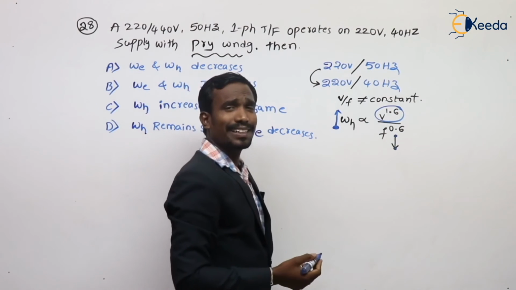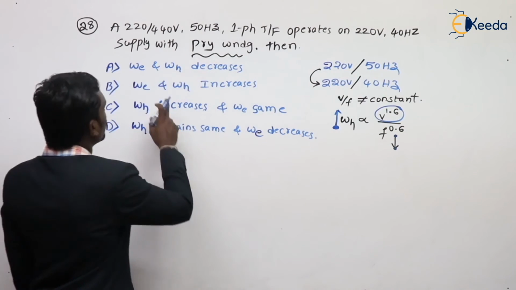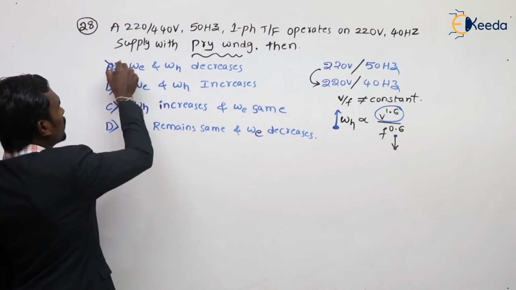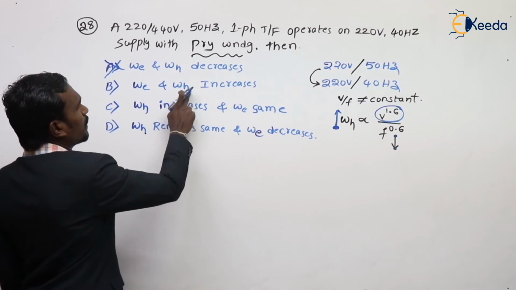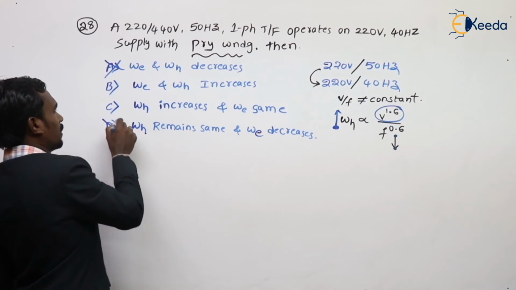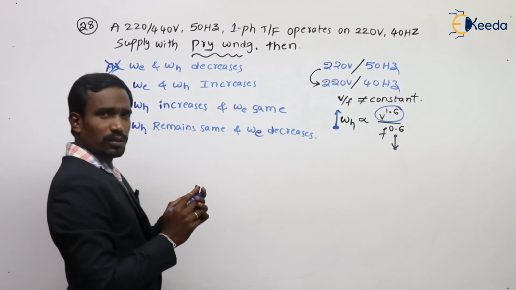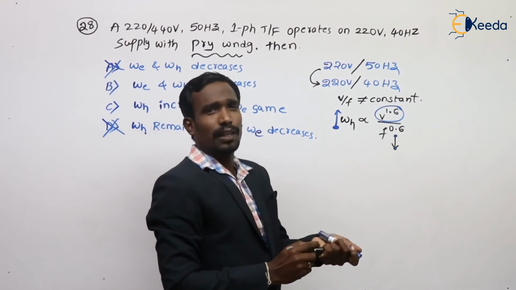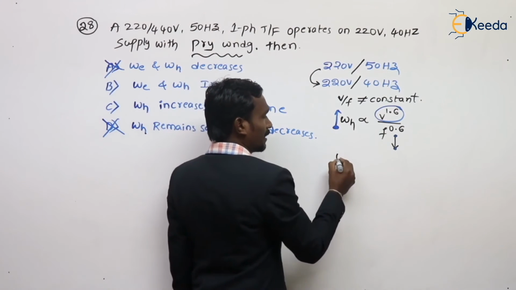Hysteresis losses increase. See, this is a wrong answer. This may be the right answer. And this is a wrong answer. Now we have two options. And let's go for the second one. What is that? Eddy current losses.